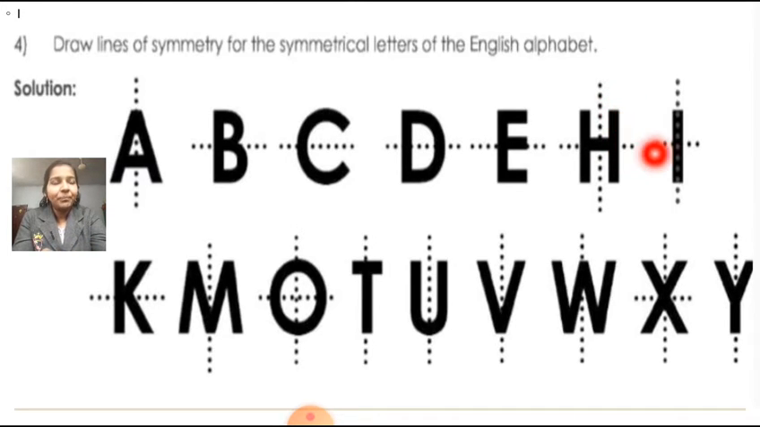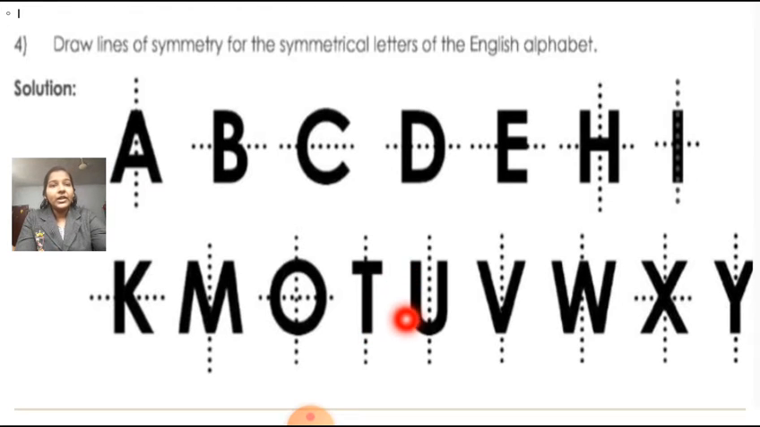Okay. Now I. In I also we can draw two lines of symmetry. One is horizontal and one is vertical. Now in K, a horizontal line of symmetry we can draw, and in M, a vertical line of symmetry we can draw. In O, a horizontal line of symmetry and a vertical line of symmetry. Both we can draw. And now next in T, we can draw a vertical line of symmetry.